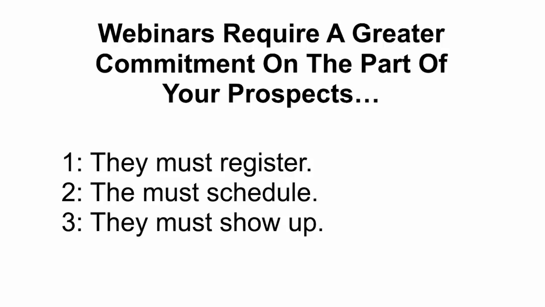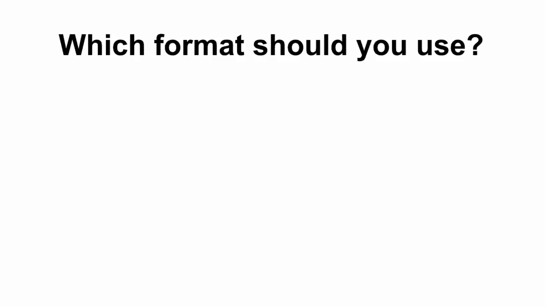They have to schedule it into their calendar, and they have to actually show up and attend the webinar, which is typically a 1.5 to 2 hour commitment. And you already know all of this because you registered for this webinar and you made the commitment to be here. So what does that mean, and which one should you use? Well, here are my rules of thumb.